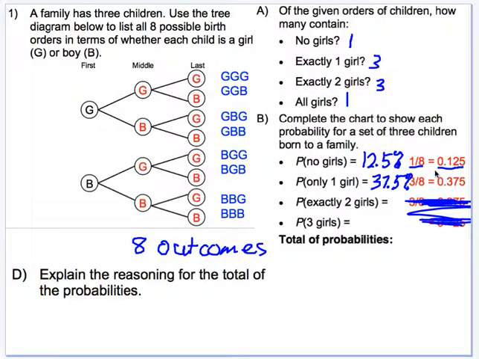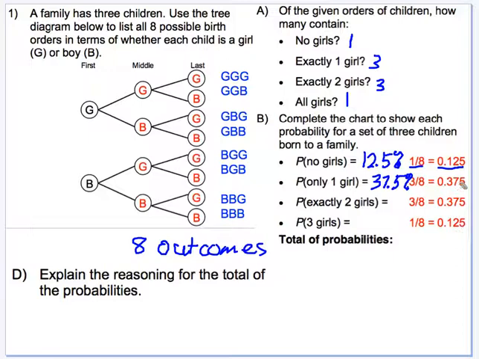Okay? And then the probability of having exactly 2 girls, again, we have 3 out of 8. So it's going to be 0.375 or 37.5%. And then the probability of having 3 girls, well, 1 out of those 8 options. So again, 1 out of 8 or 0.125 or 12.5%.